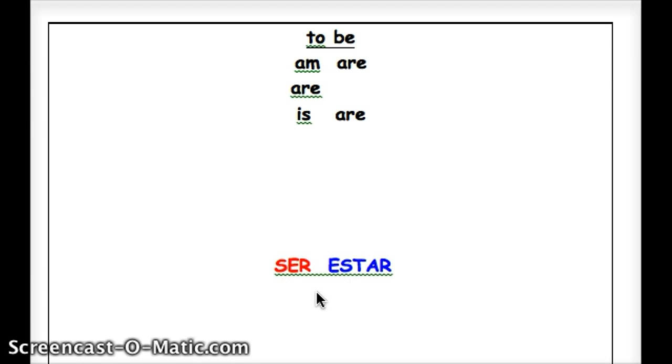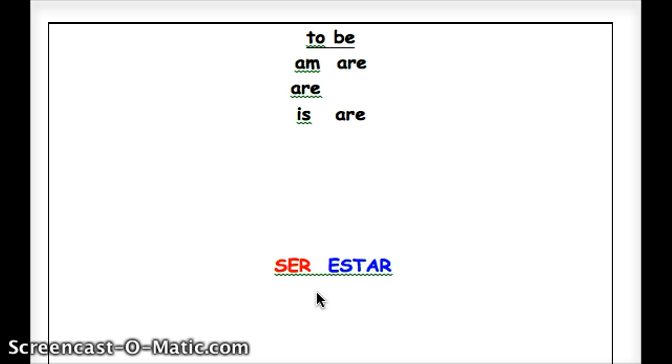We're going to be looking at the verb to be today. In English, the verb to be, we have the conjugations in the present tense of am, are, is, and are. So I am, you are, he is, we are, and they are.